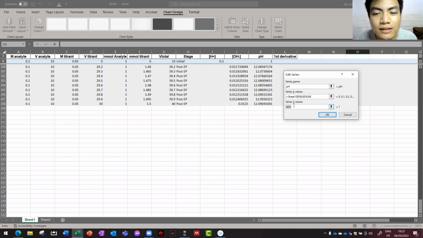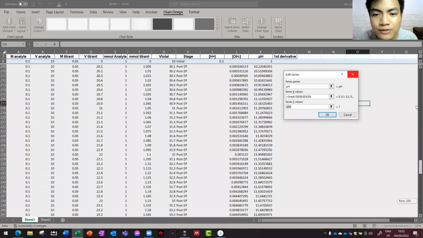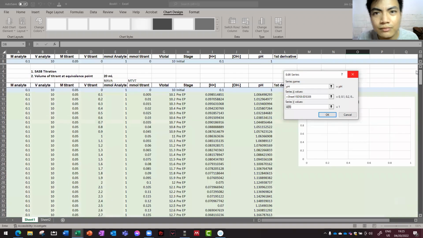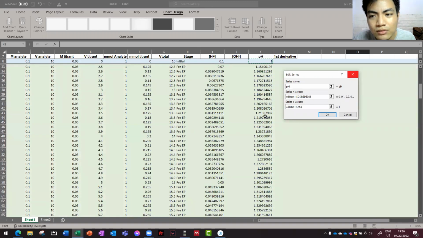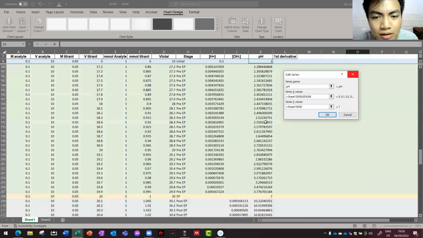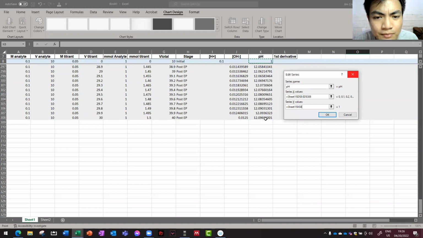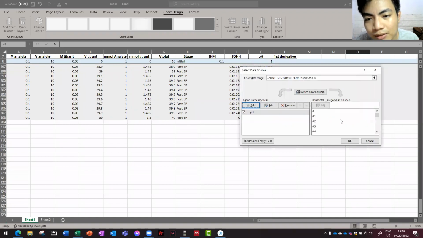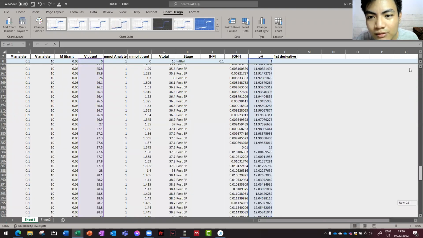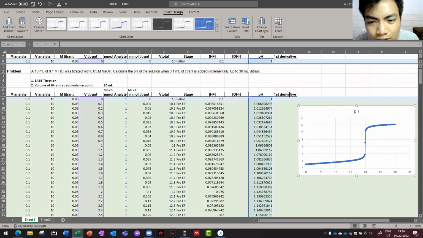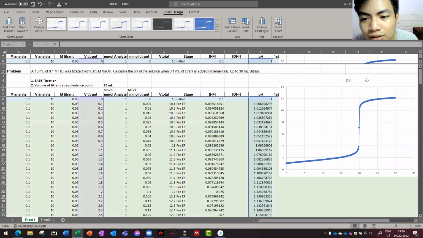How about the y-axis values? For a titration curve, the y-axis is the pH. So press equal sign and then select the entire pH values, from start to finish. Once you have that, press OK, and then OK again. And look, you are now able to produce a titration curve.